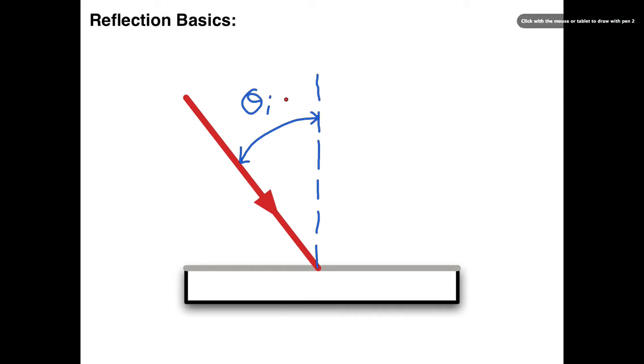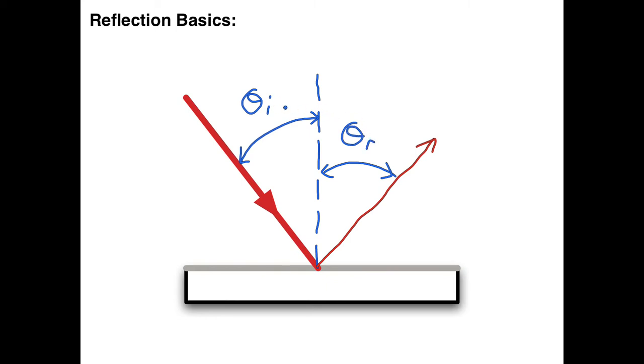And for reflection, the angle of incidence will always be equal to the angle of reflection. So this angle that the light bounces off the mirror will be the same as the angle that the light came in. We're going to call this the angle of reflection. And although it may not be perfectly drawn here, realize that this angle of reflection will be equal to the angle of incidence.